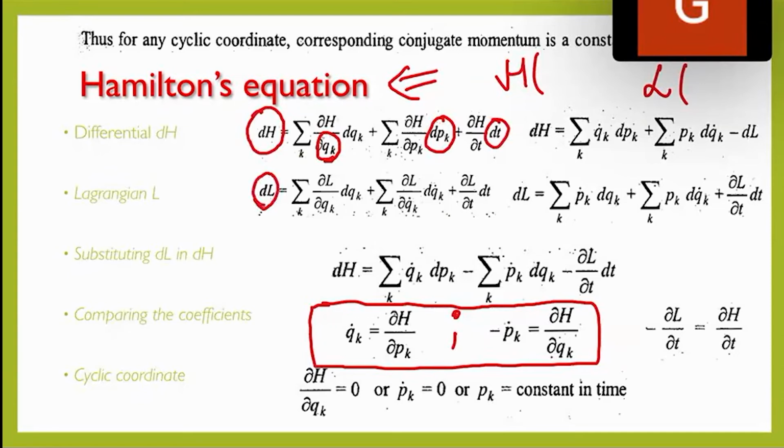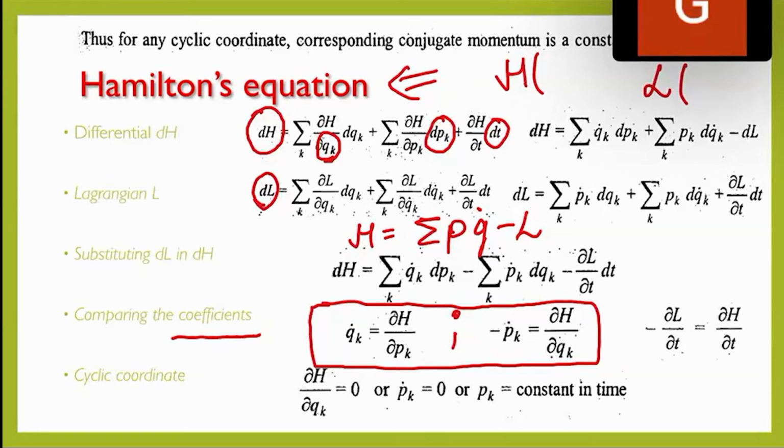Then I plug in the value of H, which, as I told you, is the summation of p q dot minus L. Plugging in the values of dH and dL, and the summation of p q dot, and then comparing the coefficients, we get the famous Hamilton's equations of motion. These are very important. The first equation of motion is q dot equals del H by del p. The second equation of motion is p dot equals minus del H by del q.